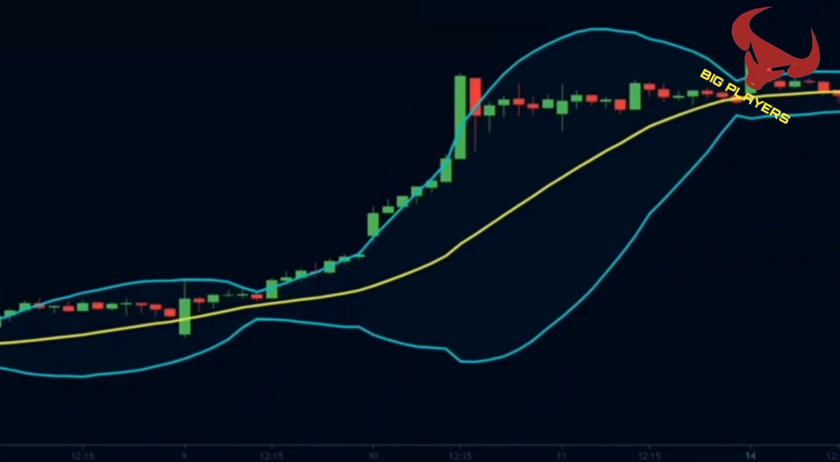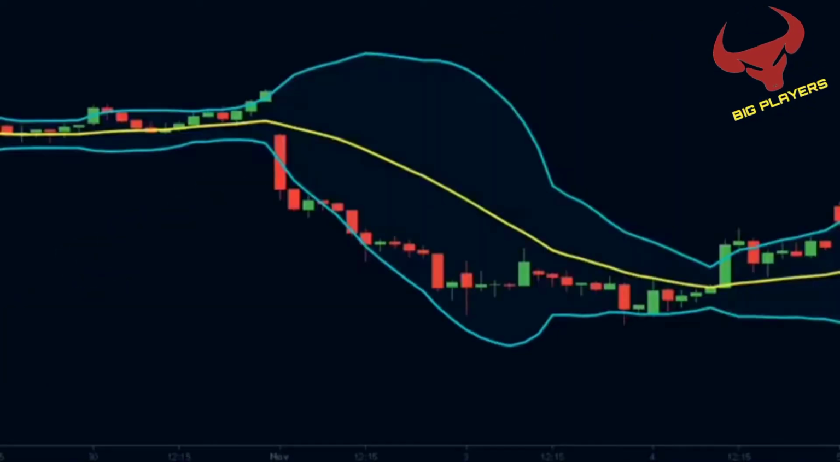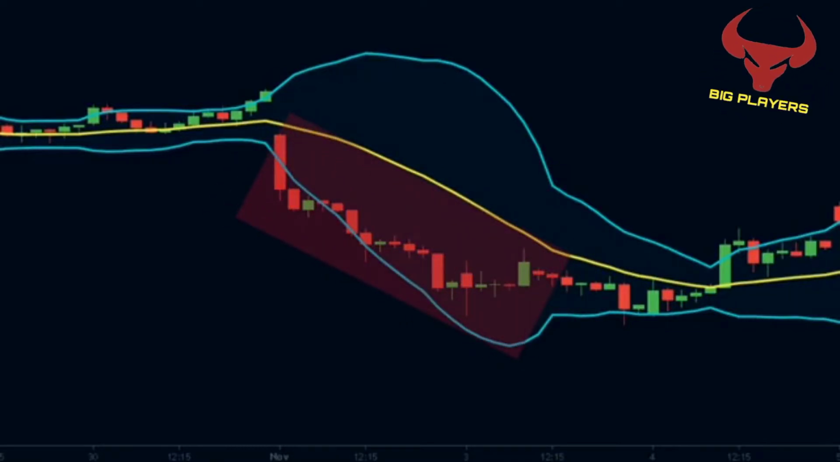In a strong uptrend, the price can stay around the upper band for several candles. Similarly, in a strong downtrend, the price can stay at the lower band for several candles.